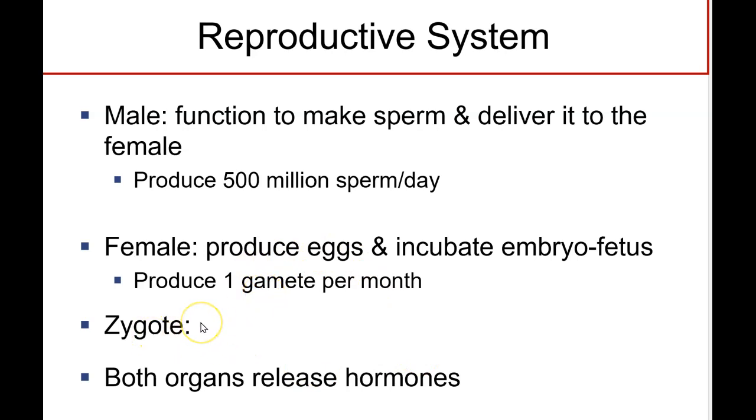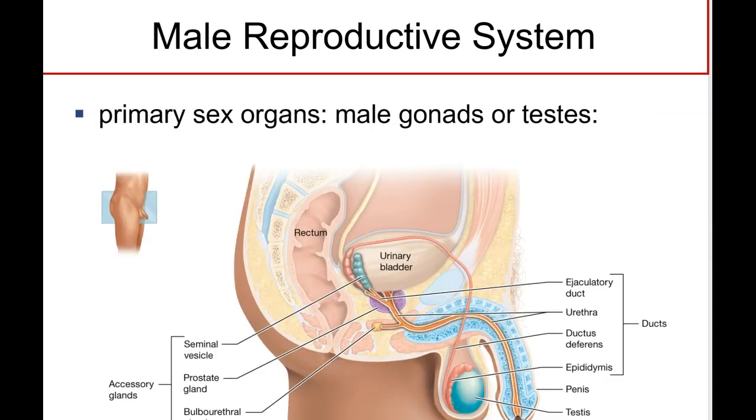And as I mentioned, the zygote is the fertilized egg, and both of these organs, these testes and ovaries, are going to be releasing hormones. When we look at the male reproductive system, the primary sex organs are going to be the gonads, which are called the testes. Now, testes with an E is plural, testicle or testis with an I is the singular form. And notice that the testis or testes are outside of the body, and they sit inside this sac of skin called the scrotum. Now, the sperm will be made in the testes, and then they need to get out.